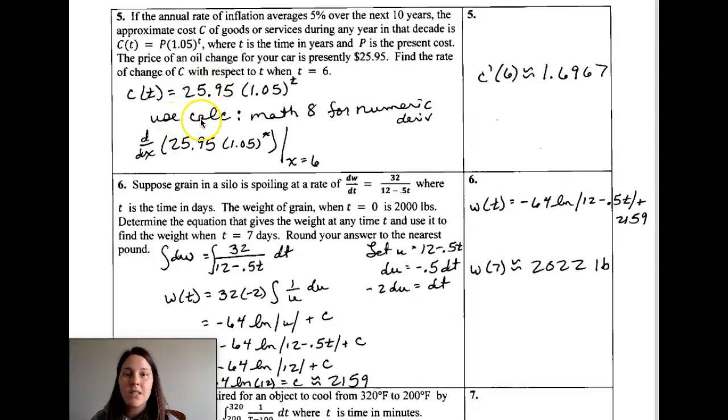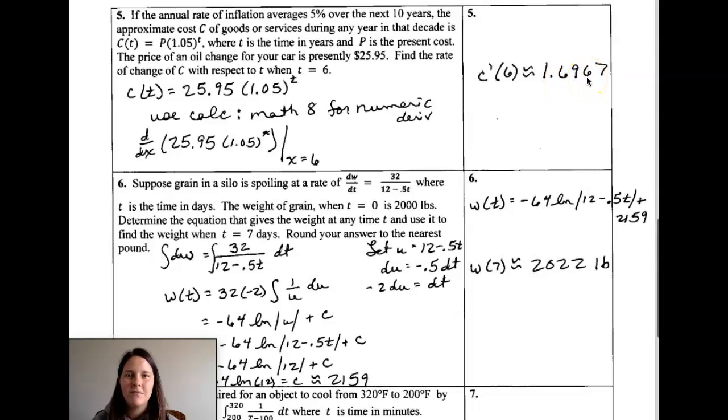And then because we were also looking for the derivative at a specific point, and this is on your calculator part of your test, I did just go ahead and use my calculator for this. You guys remember that Math 8 gives you that numeric derivative. So right here, this is the notation that your calculator would show. So I showed my calculator notation, and then it told me that the derivative at 6 is approximately 1.6967.